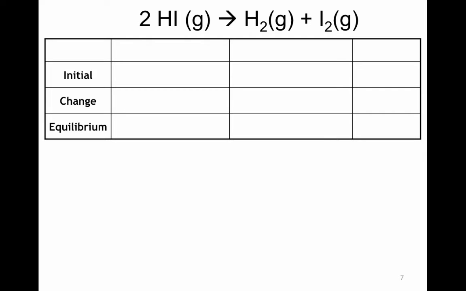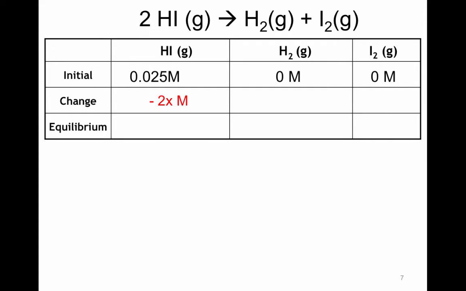Okay, so let's make another ice table. I fill in my substances in order, reactants to products, and I fill in what I know. I know my initial concentration of HI was 0.025 molar. It didn't tell me anything about hydrogen and iodine, so I'm going to assume again that it's 0. That means for my change, I have to take away from the reactants and I have to add to the products.